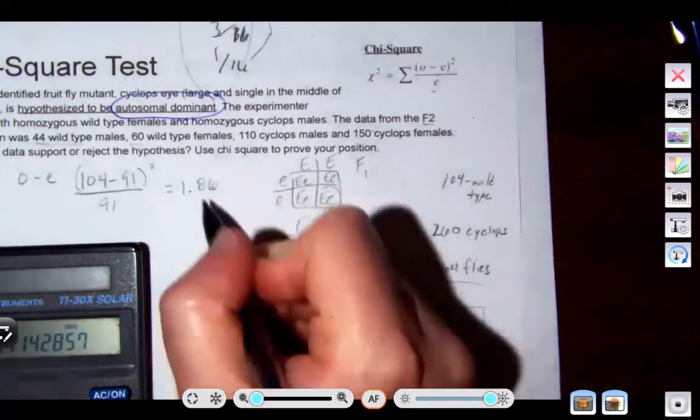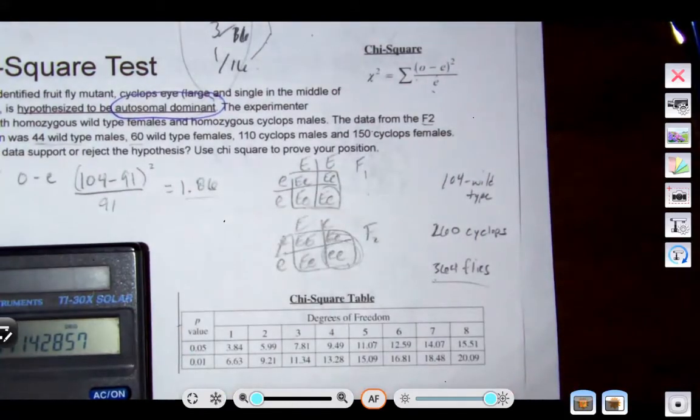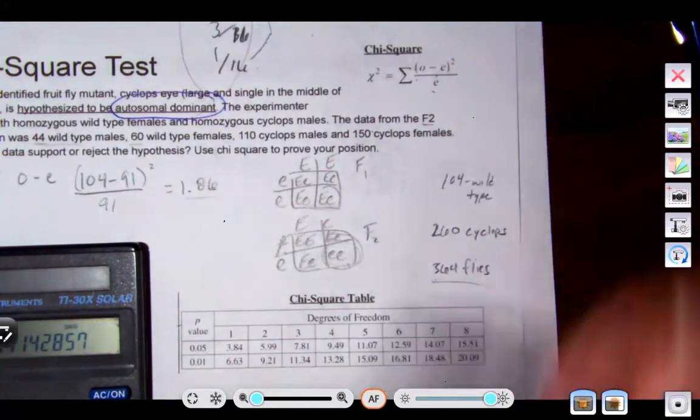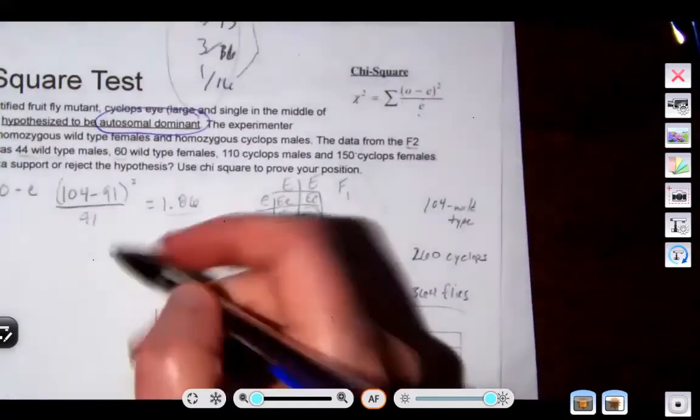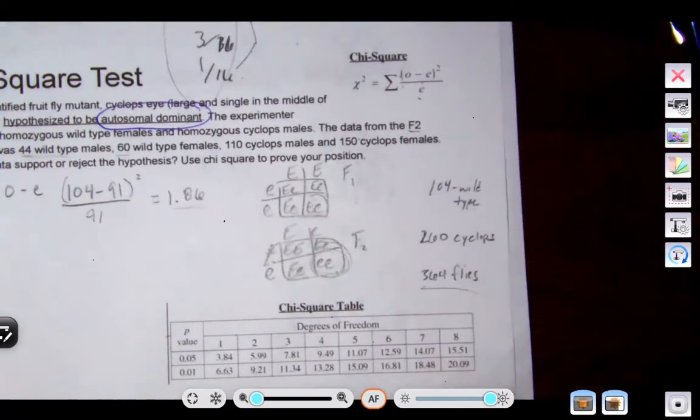1.86. Now, rounding is going to be a little variable on the AP test. If they ask you to do a chi-squared problem, they're going to have an actual range of numbers that they're going to be looking for the answer. So if you're a little above or a little below, that's okay, as long as you're within that certain range. So that's my first one. That was wild type. Now let's do Cyclops.